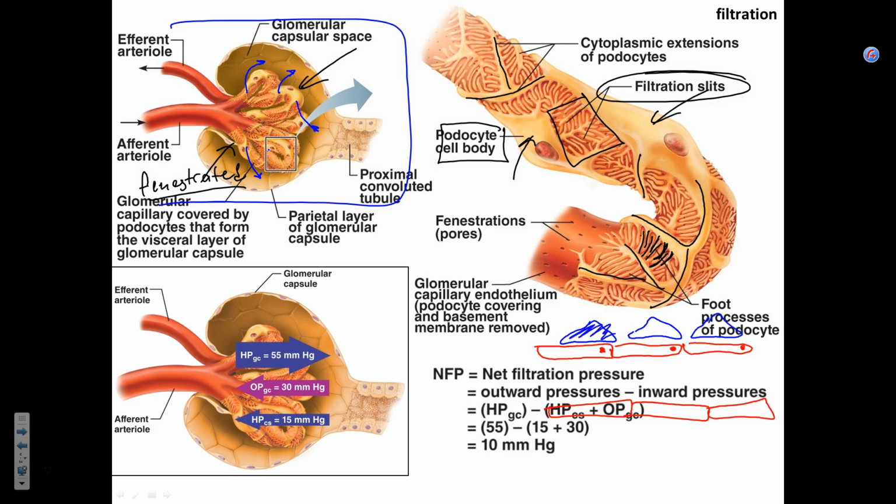Now, these blue ones would be foot processes. Does that make sense? The bottom layer is the slits, the filtration slits, underneath the foot. The red are endothelium. That's vascular endothelium.